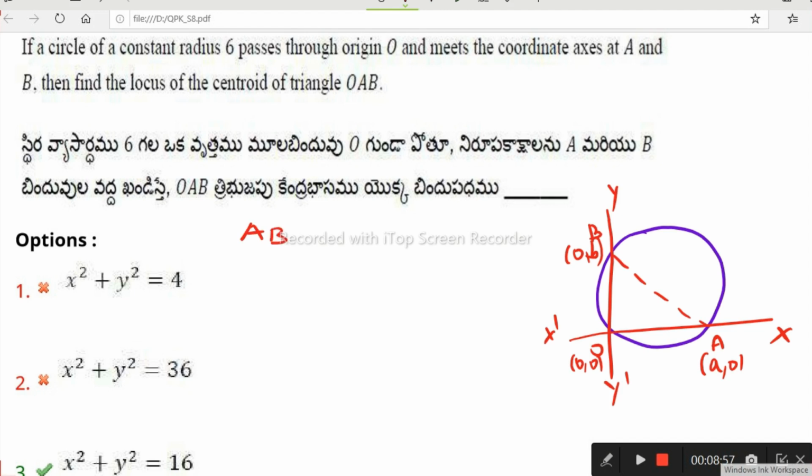AB is equal to 2R, the diameter is double the radius. Here R is given.